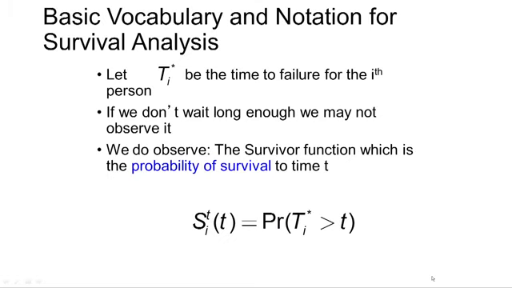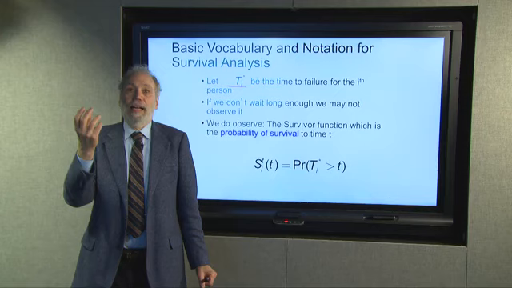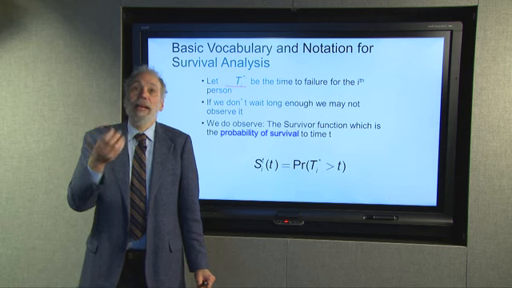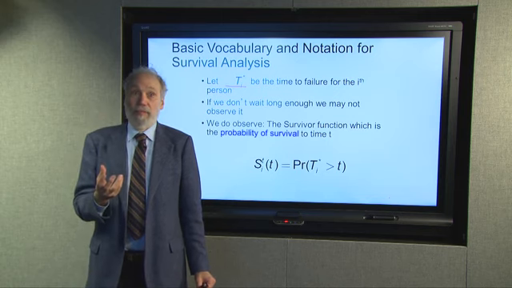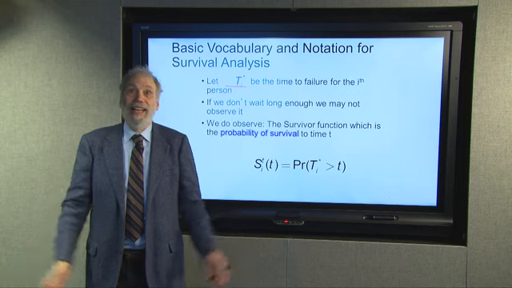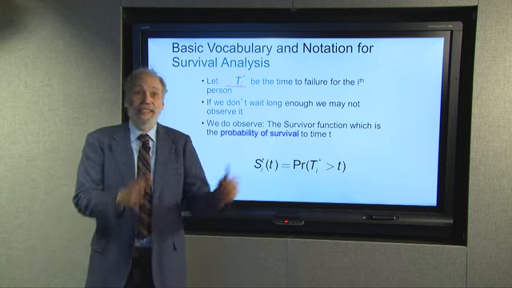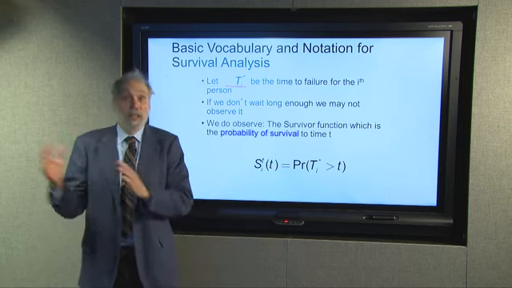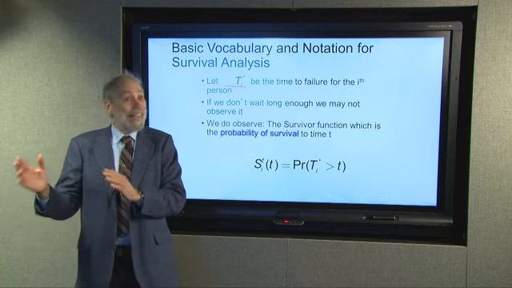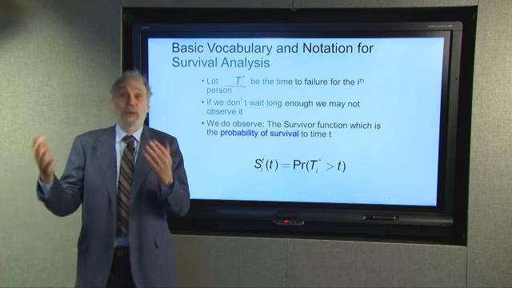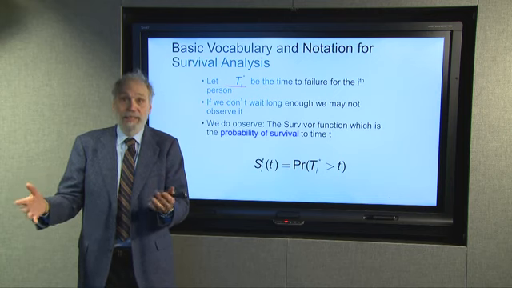Okay, so I'm going to let T_i star be the time to failure, the age of death in the ith person. Why do I put a star there? Because this is a number that I may or may not observe. Say you have a grant from NIH to do a survival analysis in some cohort looking at some exposure. Everyone isn't dead in that cohort. You haven't observed the age at death for everyone.